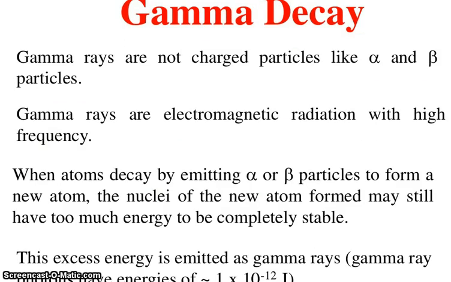Gamma rays are not charged particles like alpha and beta particles. Gamma rays are electromagnetic radiation with high frequency. When atoms decay by emitting an alpha or beta particle to form a new atom, the nucleus of the new atom formed may still have too much energy to be completely stable, and this excess energy is emitted as gamma rays.